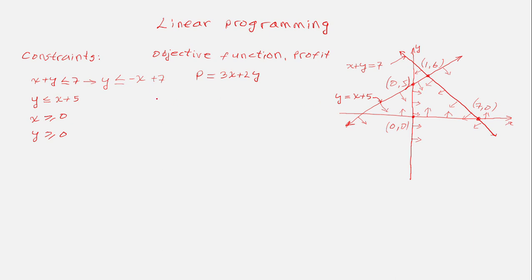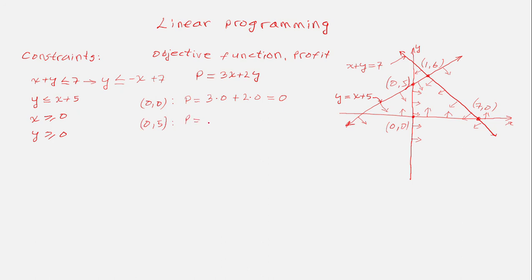So let's start with 0, 0. Then P is equal to 3 times the x value, which is 0 in this case, plus 2 times the y value, which is also 0. So this whole thing is equal to 0, which means 0 profit. And that should make sense because at 0, 0 we are not really producing anything. And then let's go to 0, 5.